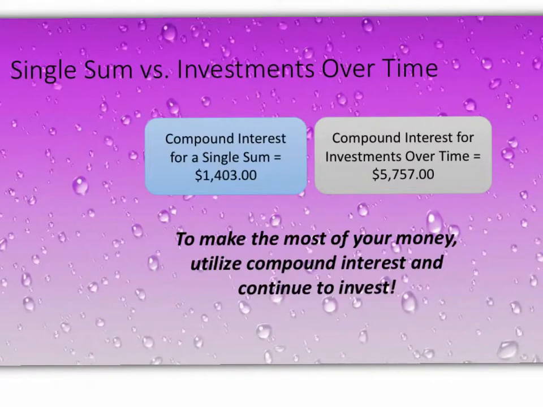So remember, the compound interest for a single sum was 1,403. Let's say we took that same amount and we ended up doing it for compounded interest over time. We actually end up with a greater amount of money, $5,757. And to make the most of your money, utilize compound interest and continue to invest. So this is what we've learned from the lesson. Let's go and take a look at some scenarios where we can compare which one is better.